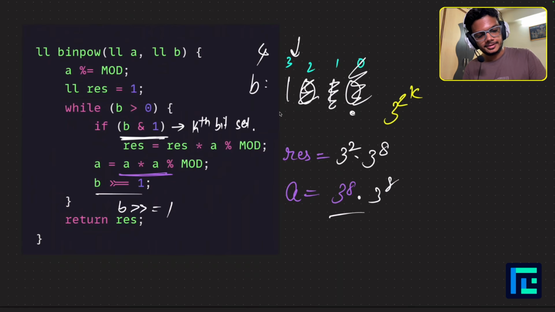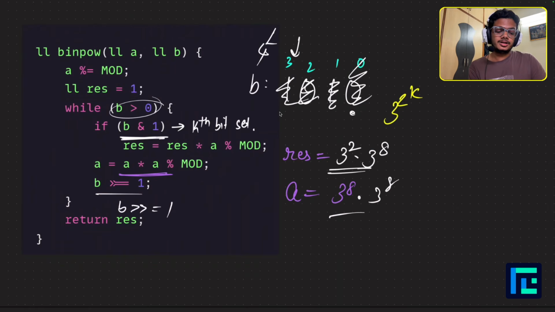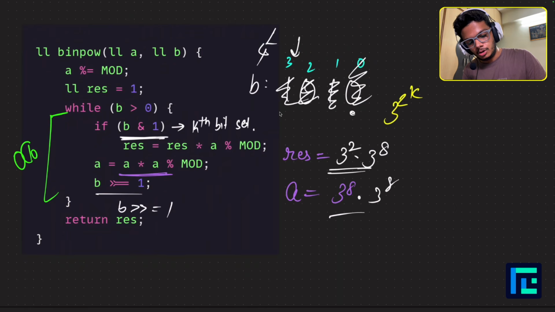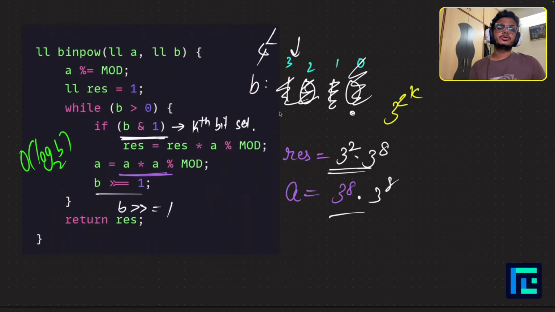But yeah, and after that, if you come here, now b will become 0 and this loop won't be executed. Effectively in result, you will have stored 3 power 2 into 3 power 8, which is 3 power 10, right? So this is simple, right? So this loop runs again. You can say effectively you are just going through all the bits in the binary representation of b. So this loop will just run order of log b number of times, and every time you are just doing a constant operation. So in this order of log b, you are finding a power b.